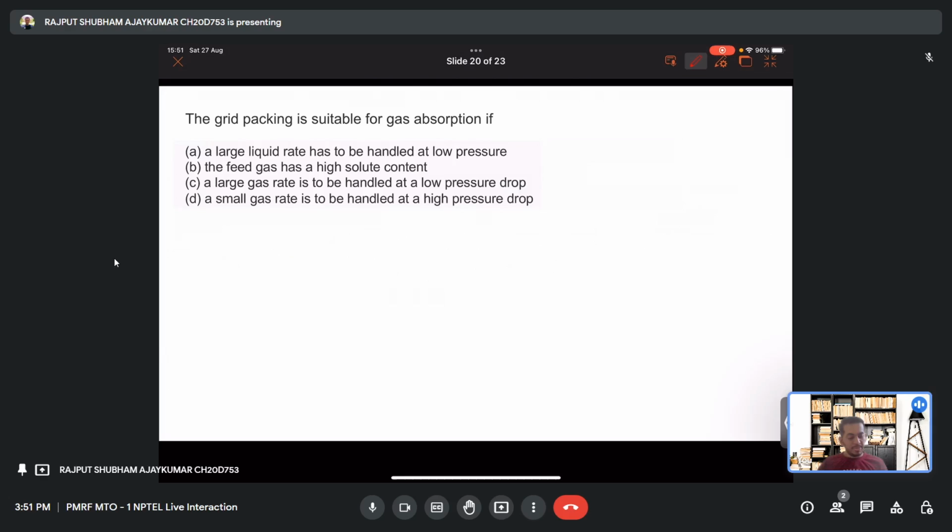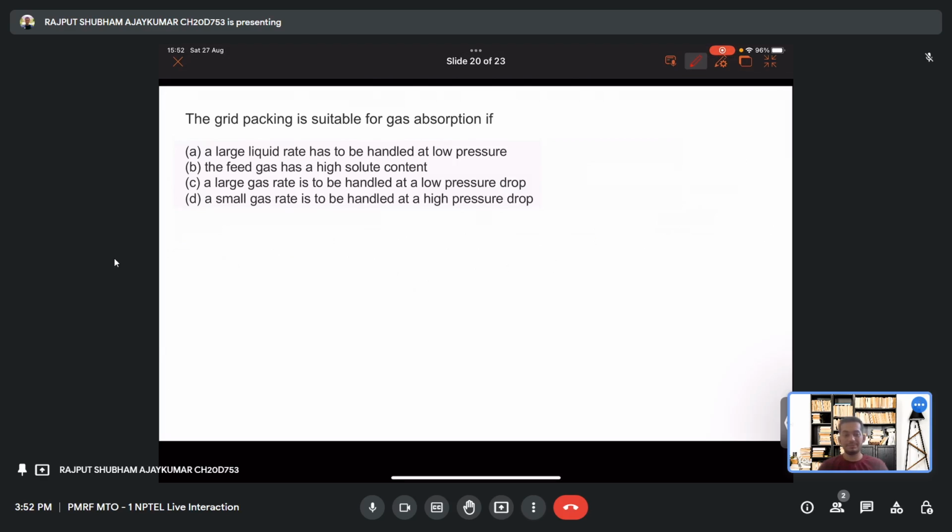Okay. Similarly, this is one of the MCQs that I would like you to go through. The grid packing is suitable for gas absorption if... There are different types of packing, like I said, in the absorption columns. So the options are: a large liquid rate has to be handled at low pressure, the feed gas has a high solute content, a large gas rate has to be handled at low pressure, and a small gas rate has to be handled at high pressure.